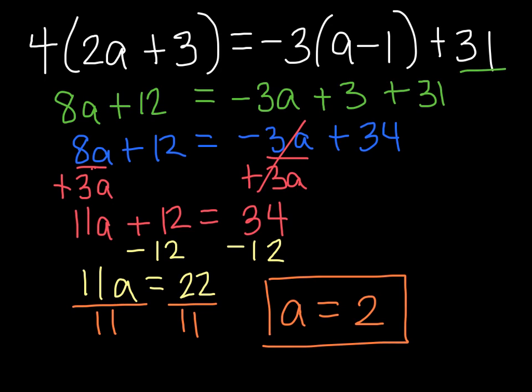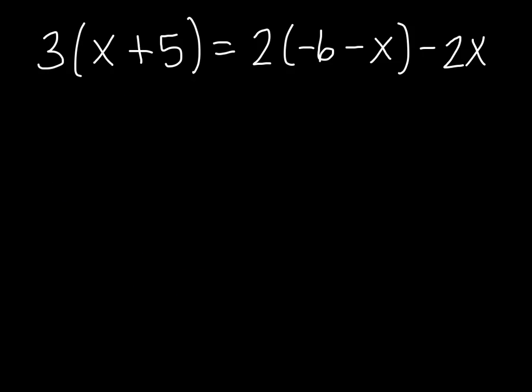Now remember to check. You can go ahead and substitute your value of 2 back in for a and make sure that you end up with a balanced equation. All right, I'd like you to go ahead and write down this next problem. 3 times (x + 5) equals 2 times (negative 6 minus x) minus 2x. Write this down, solve, and we will check together.